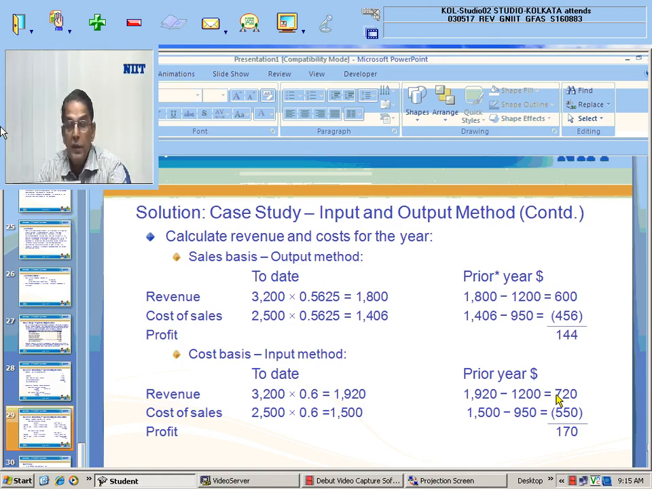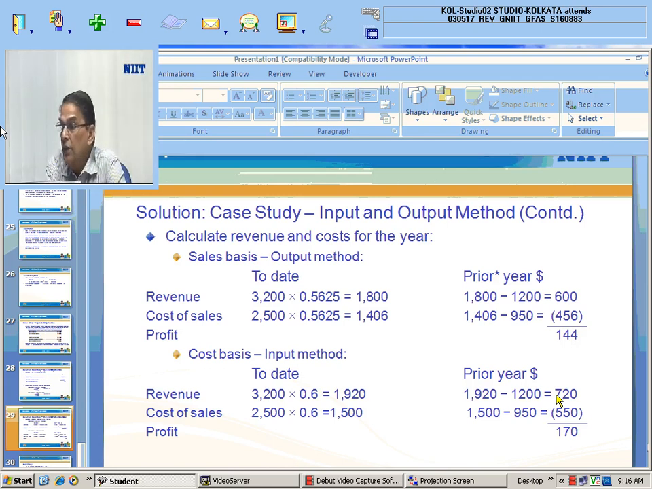Okay. Under the cost basis input method, we will use a separate measure of progress towards completion, that is 60%, because we have already seen that based on the input method, the measure of progress towards completion is 60%. So revenue will be recognized at 3200 into 0.6, that is 60% of 3200, that is 1920, and cost will be recognized as 2500, total expected cost, multiplied by 0.6, that is 1500.